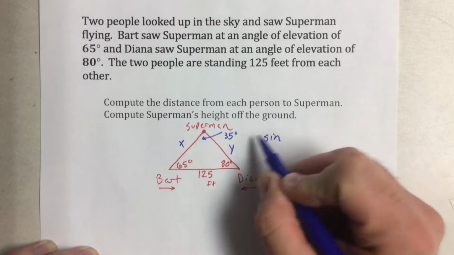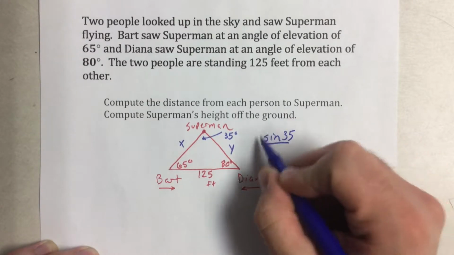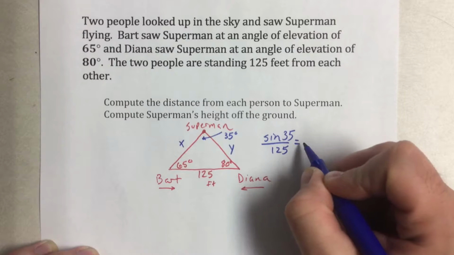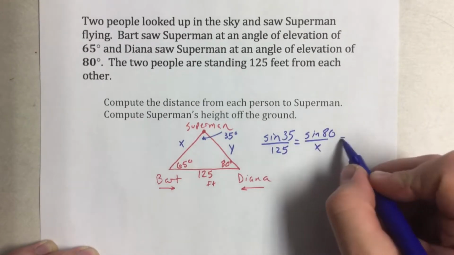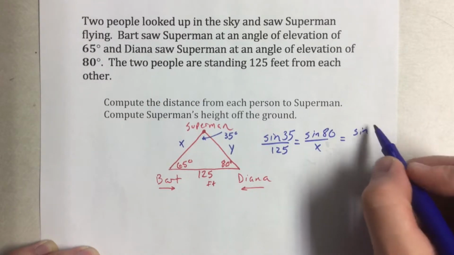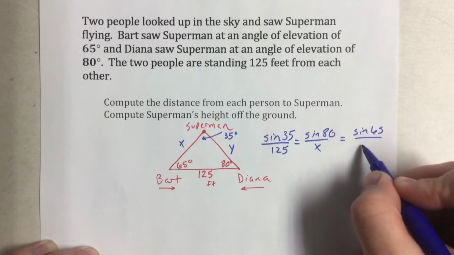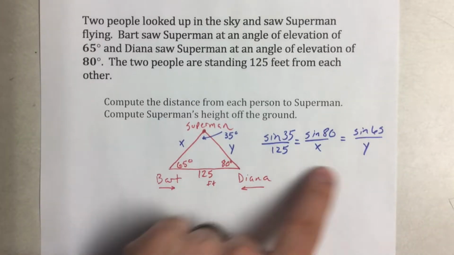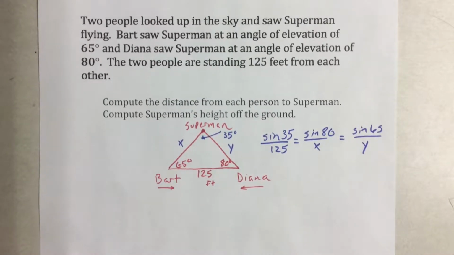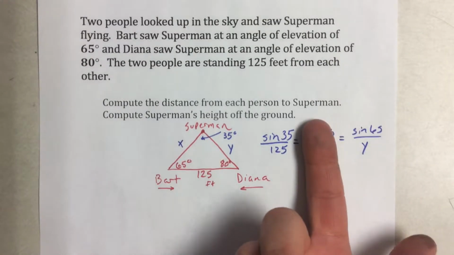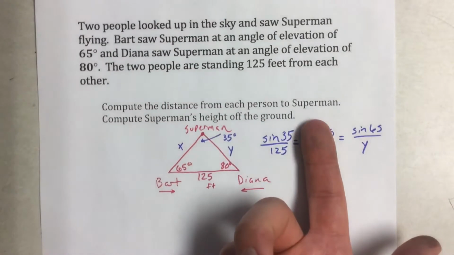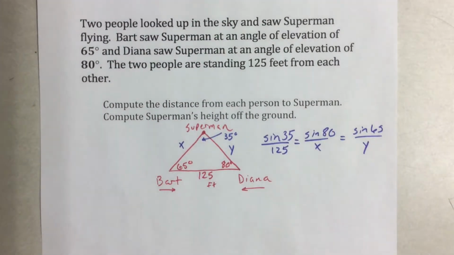So setting this up, I might write it like this. Sine of 35 to 125. I'm going to write it as sine of 80 to x. Then I'm going to say equal to sine of 65 to y. Now, yes, I have three fractions here. When we cross multiply, I'll look at the first two, cross multiply them, and get our value for x. Then when I desire to find the value of y, I'll just imagine that this fraction's out here. We will cross multiply and get the value of y.